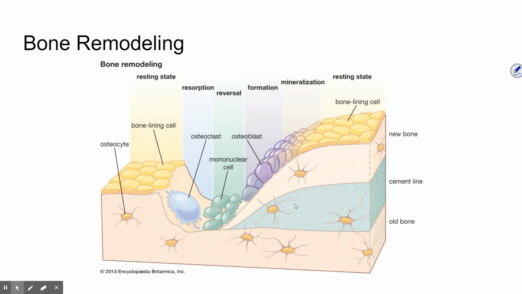And so let's look at bone remodeling. Every year, about 5 to 10% of our skeleton is replaced. And this has to do with this concept of bone remodeling. It's adding and removing bone in response to hormones. It could be in response to stress on the bones.